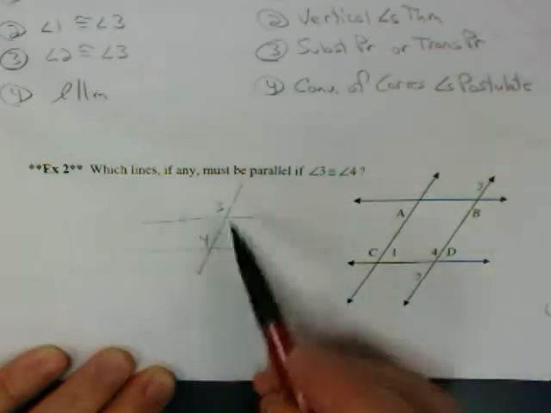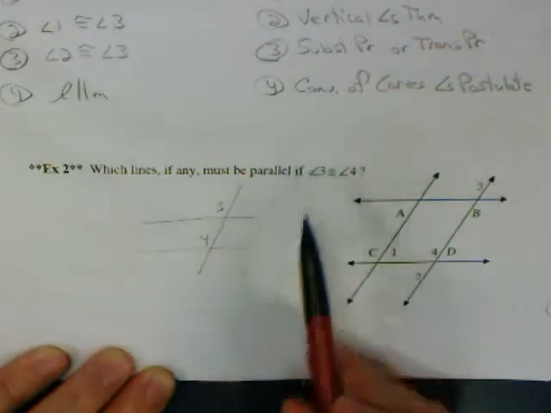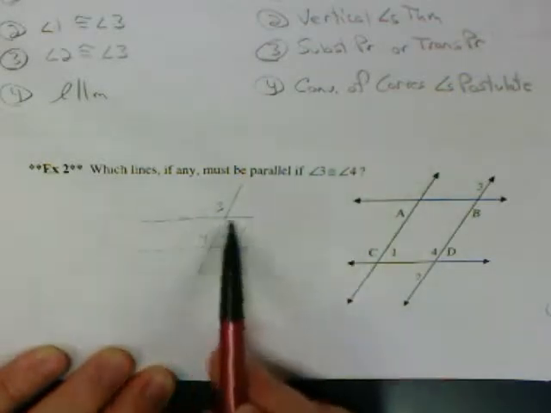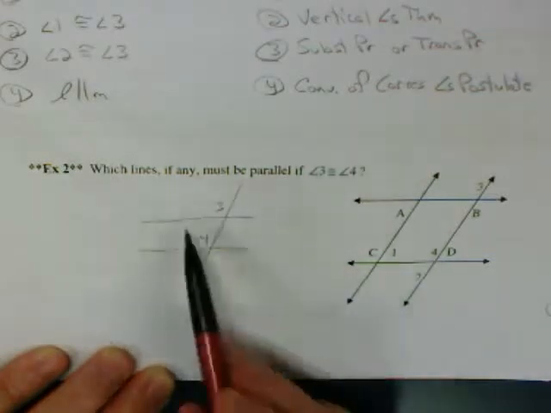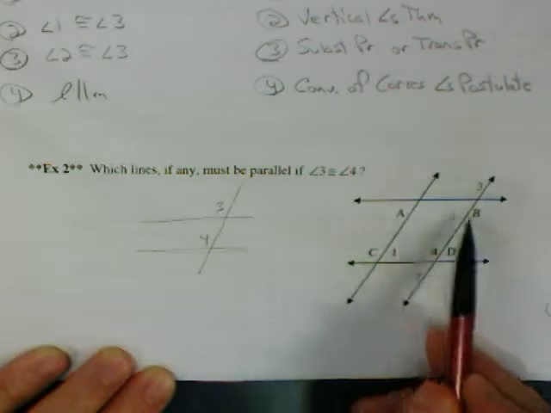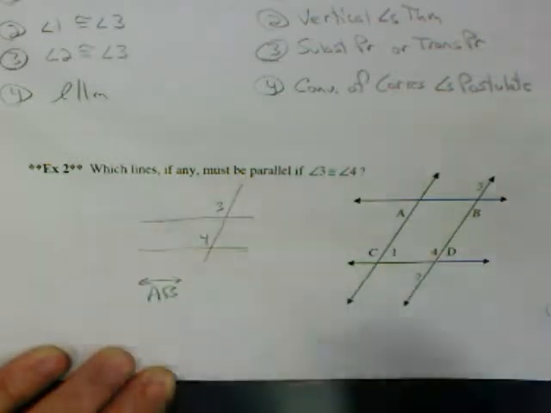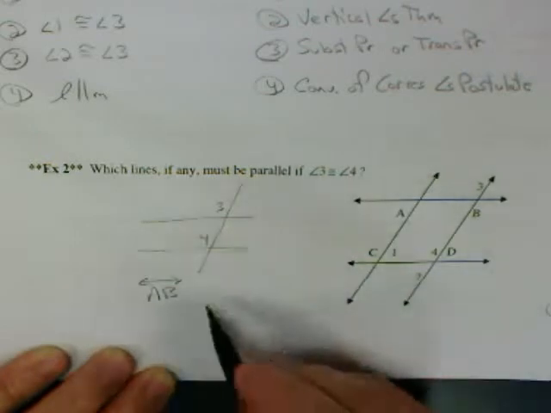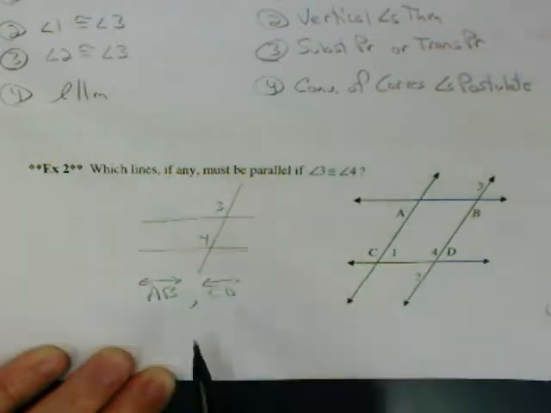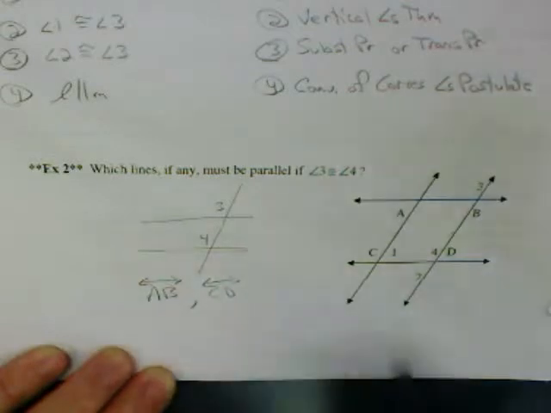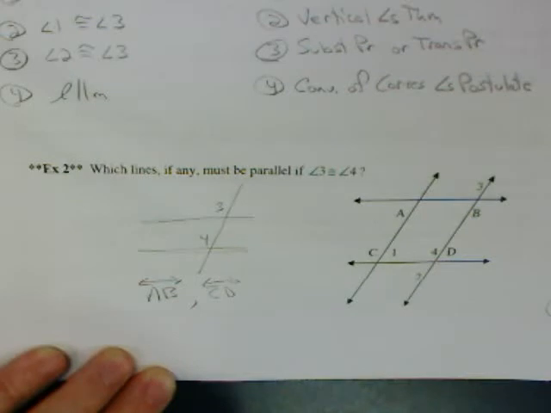So which ones must be parallel? Well, it can't be this one. This has got to be acting as the transversal for angles 3 and 4. So it must be this line here has to be parallel to that line for these to be equal. So which two lines are those? Well, this top line here is line AB, and the one right below it is line CD. So these two lines have to be parallel in order to make the conclusion that 3 is congruent to 4.